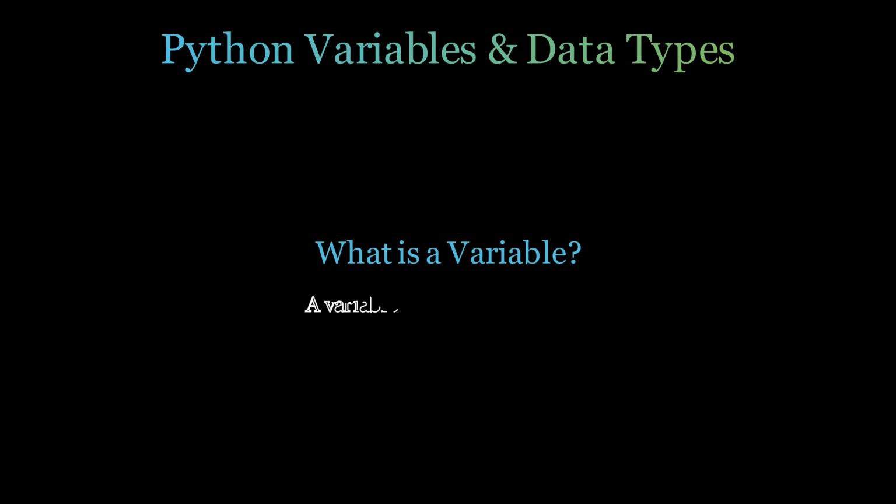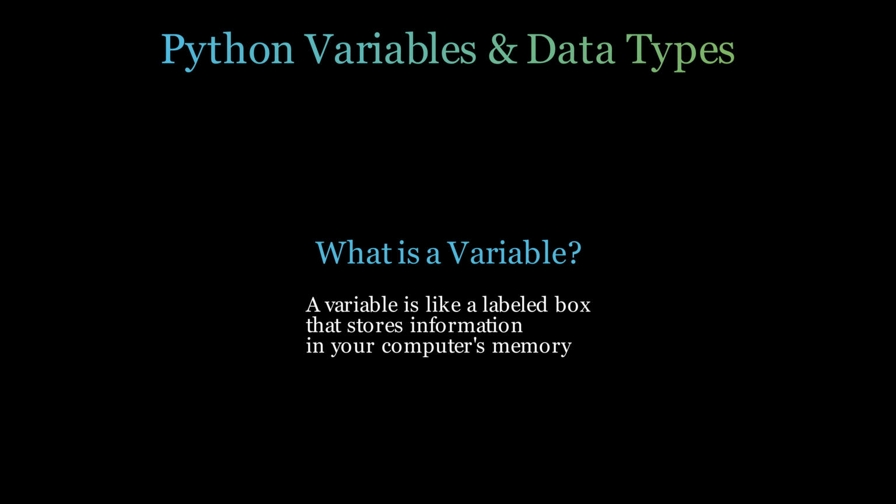In programming, a variable is a fundamental concept that acts like a named container or storage location in your computer's memory. Think of it like a labeled box where you can store different types of information. Each variable has a unique name, called an identifier, which you use to access its stored value. When you create a variable, Python allocates space in memory to hold its value.